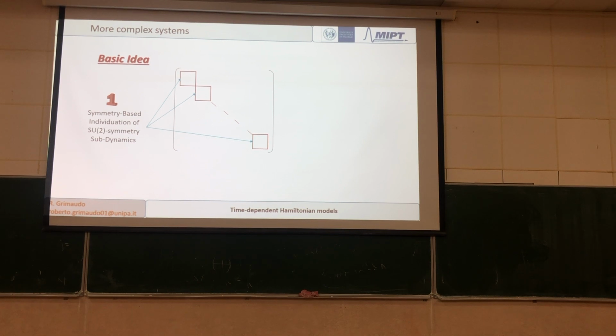The first one is to study the symmetries of the Hamiltonian operator in such a way as to individuate constants of motion, allowing us to identify invariant Hilbert subspaces, here represented by these squares. These are independent orthogonal invariant Hilbert subspaces. At this point, we search those subspaces in which we can recognize an SU2 symmetry.